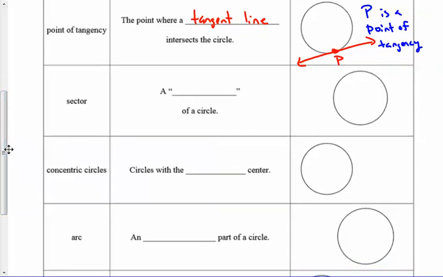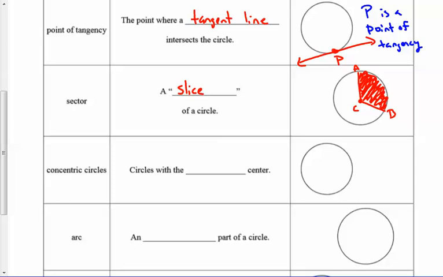Okay, so a sector. A sector is a slice of a circle, right? Sectors are always measured from the center of the circle C, right? So sector AB would include all the space from the center, from CA to CD. Okay, so it's a slice of the circle, and remember, sectors always work on the angle C.